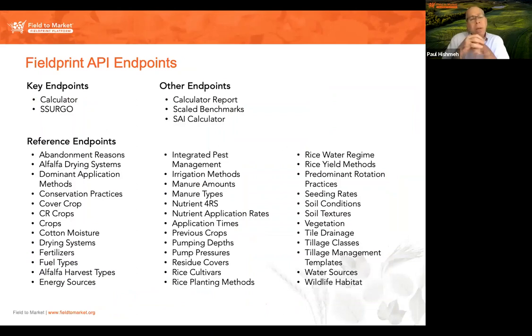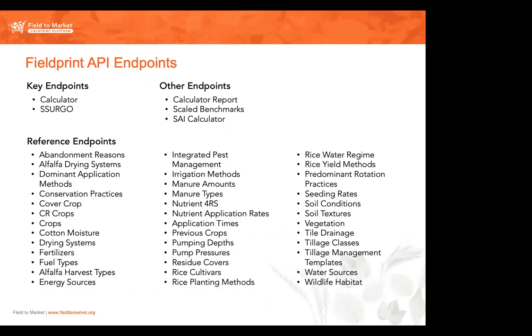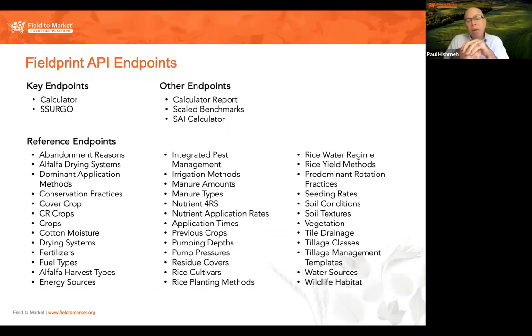Those interested in our API, just to give you again a sense of this, we have primary endpoints. Calculator is the primary one, which all data is run. So everything is packaged into one large request against our calculator endpoint. We also call the soil service for soil data through the NRCS or USDA Soil Data Mart. There are some other endpoints there that we use, but the bigger batch then are our reference endpoints.